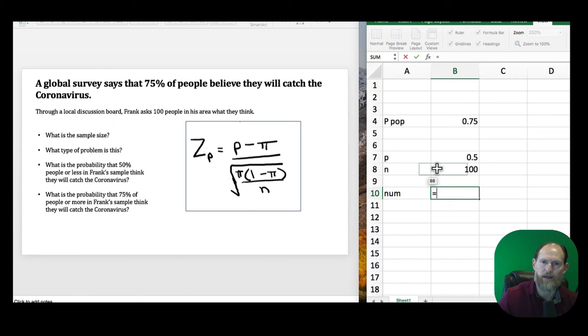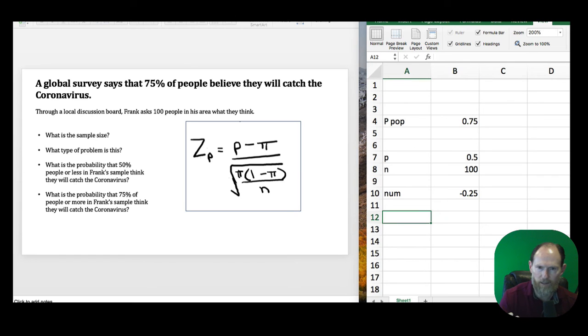And to get that, I know in my formula I've got to take P, so I'm going to refer to that cell. And then I've got to take the proportion population. And I know that just looking at it, 0.5 minus 0.75 should be a negative number, and sure enough it is. Now the denominator is a little bit tricky, and so that's the first reason we go to Excel in the first place, is to lay out those steps so we can see it.